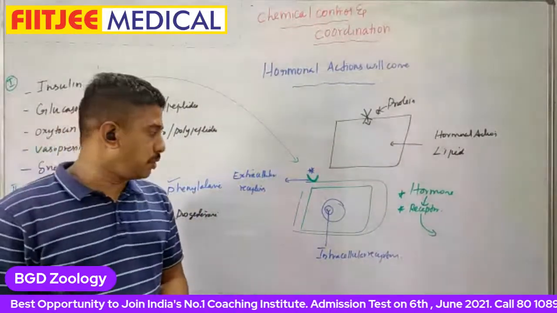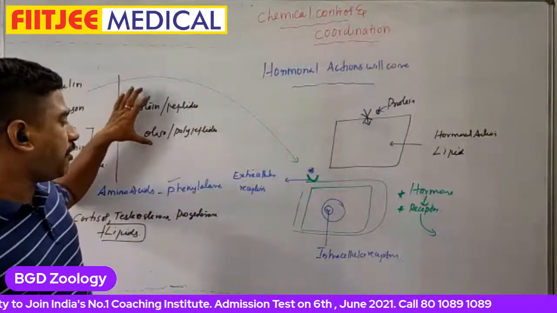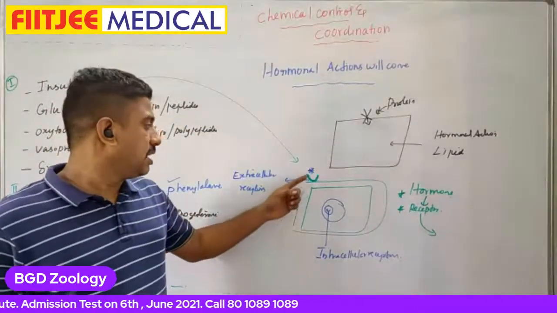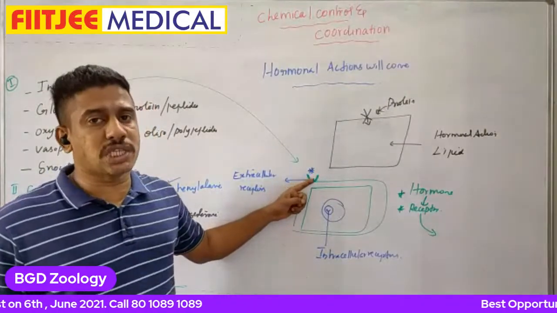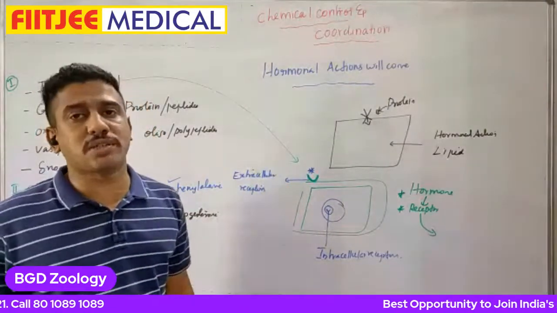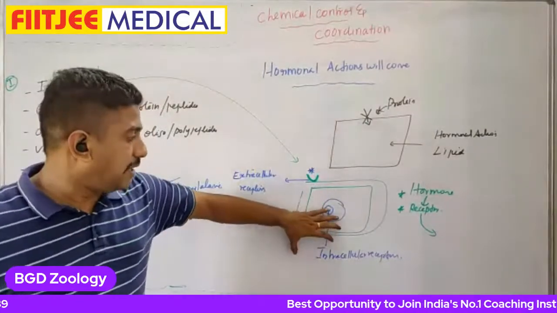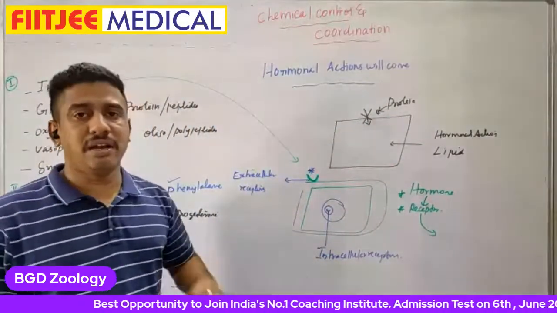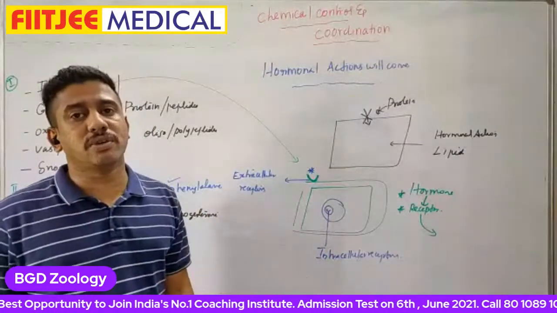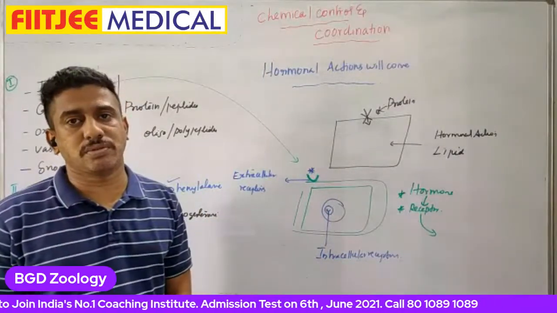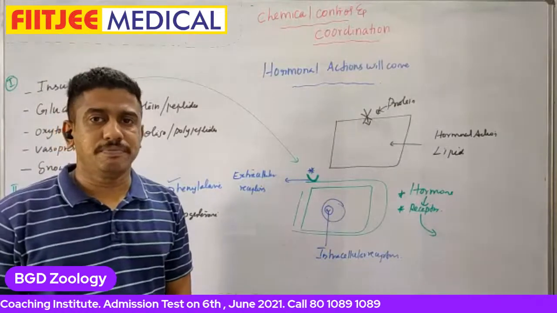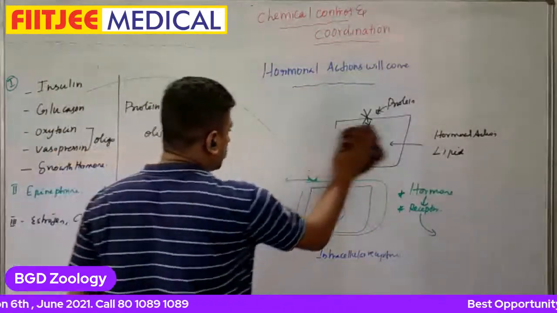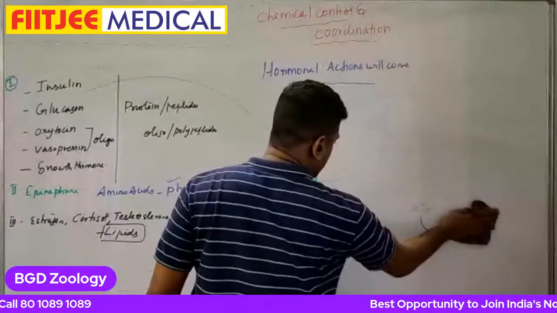And I also told you that if the hormone is made up of proteins, peptides, oligopeptides or polypeptides, the receptor will be outside the cell. We call them extracellular receptors. And if the hormone is made up of lipid, their receptors will be intracellular. We call them intracellular receptors. Okay, it's clear, right? So now we can move on to the last part of this lecture.